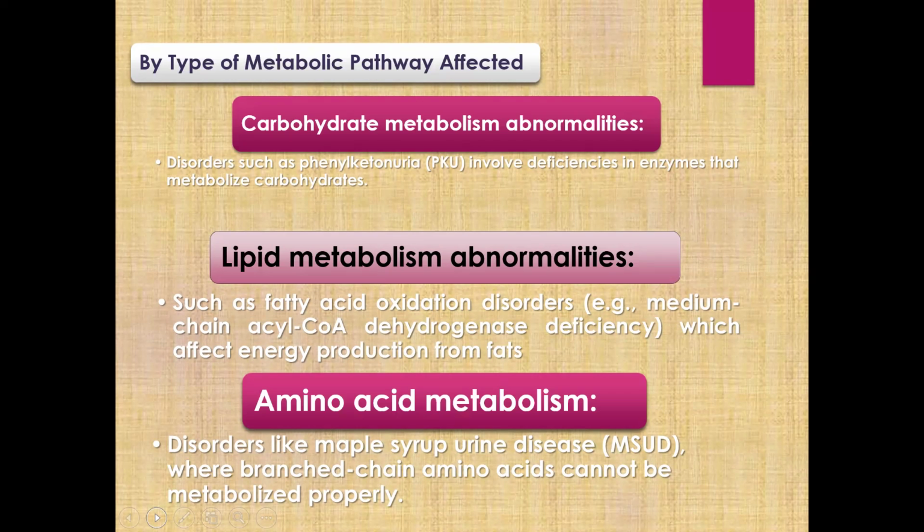Another example is lipid metabolism abnormalities, which is a disorder that results from abnormalities of the enzyme necessary for the conversion of energy from fats. Another example is amino acid metabolism abnormalities, which is an enzymopathy that results due to the deficiency or dysfunction of the enzyme necessary for the proper metabolism of branched chain amino acids. So these are categories of enzymopathies classified based on metabolic pathway affected.